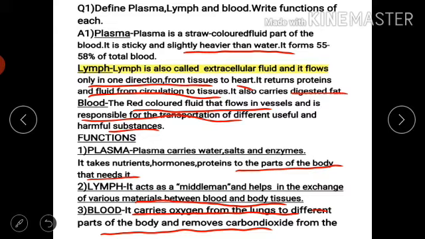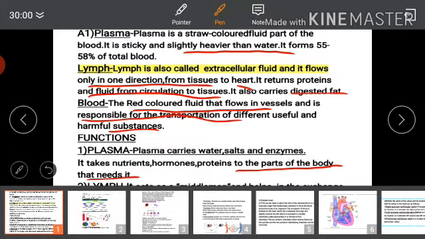Blood. The red colored fluid that flows in vessels and is responsible for the transportation of different useful and harmful substances. Functions. What are the functions of plasma, lymph and blood?